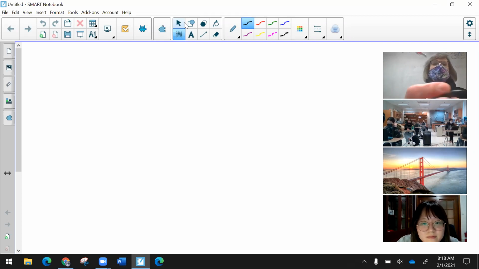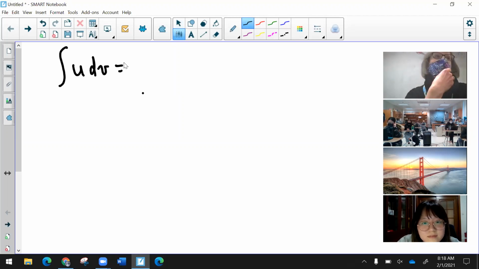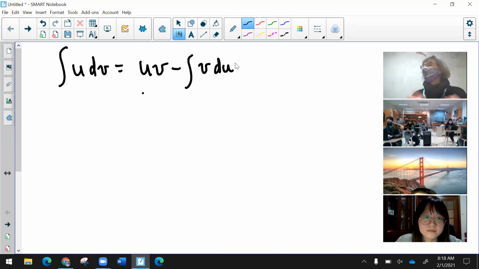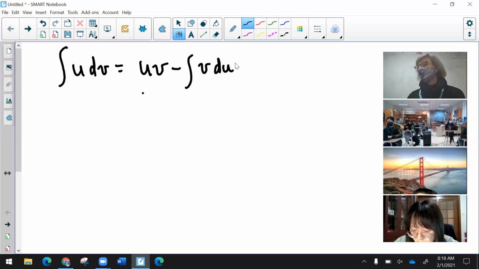So our new tool is integration by parts, which says we're taking the integral of u dv, which usually means we have two things multiplied by each other. We'll talk about how this might be a little different later. And then that ends up being uv minus the integral of v du. And remember that this comes from the product rule. Okay, so u substitution is kind of undoing the chain rule. Integration by parts is undoing the product rule.